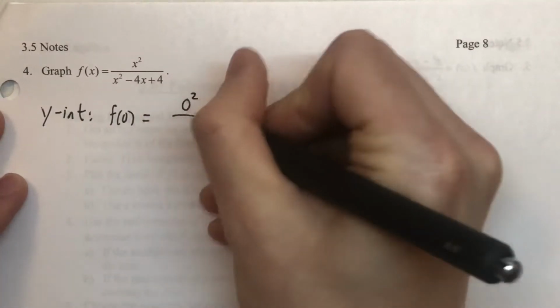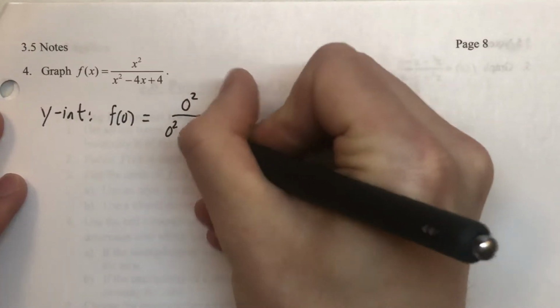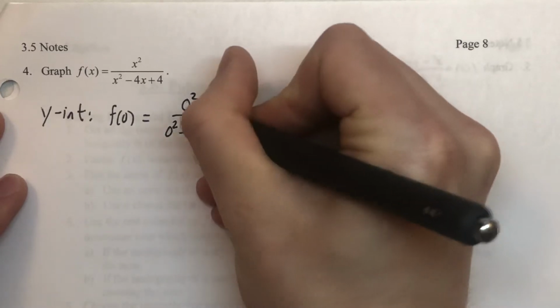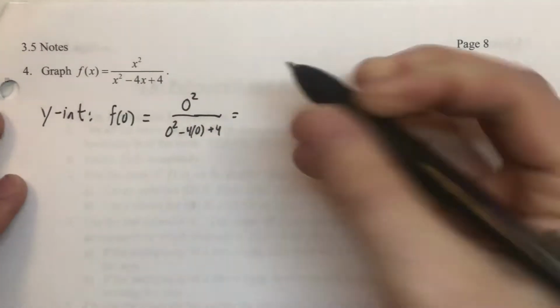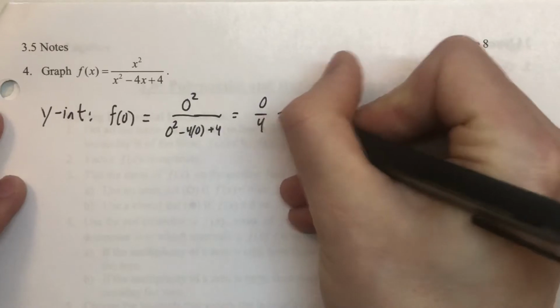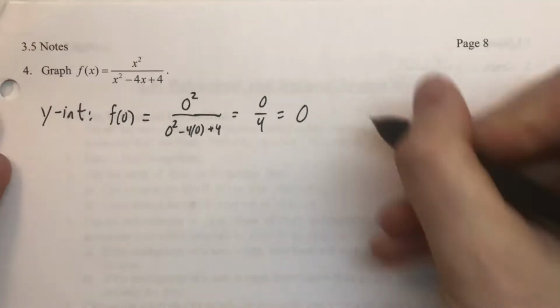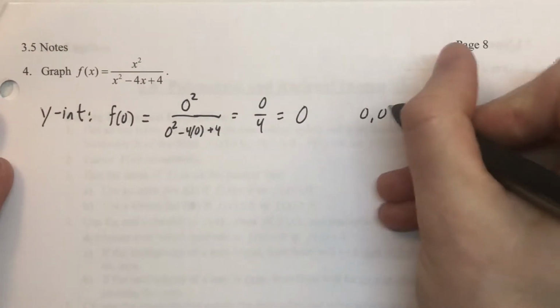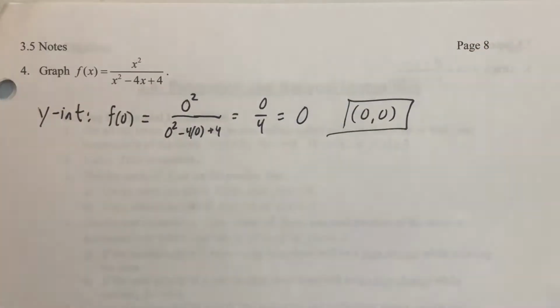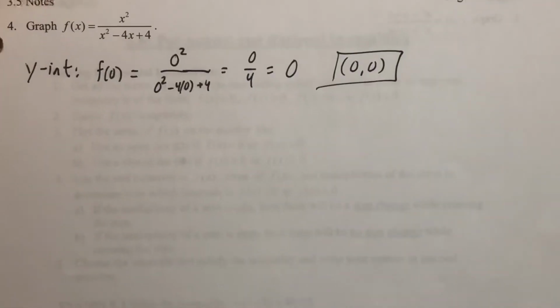So we're going to get a 0 squared, and then we're going to get stuff down here. I don't really care what's down there as long as it's something, it's a 4. So 0 over anything is going to give me a 0. So we're getting a y-intercept of (0, 0).